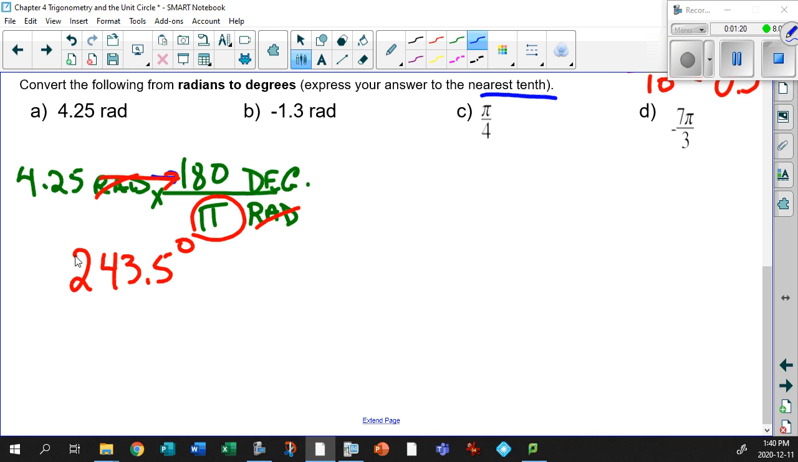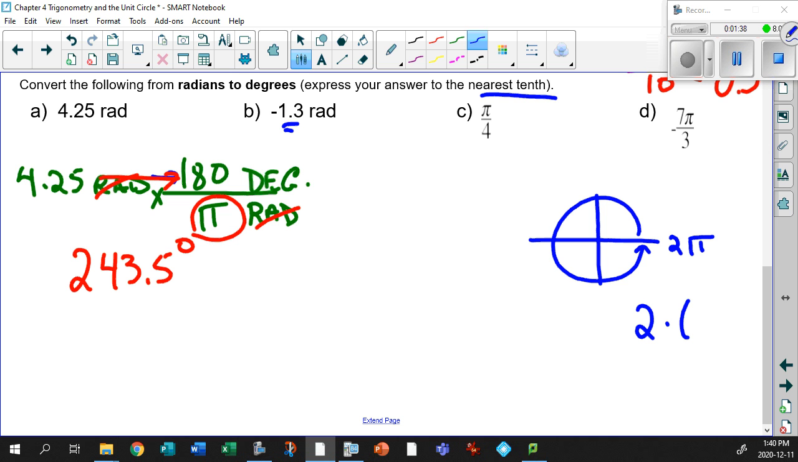Okay, well, how do we do the one that's negative then? Well, again, think about it. We're dealing with radians. So think about it. Radians means, okay, all the way around is 2 pi. Now, if you want to look at this in terms of a decimal, think about it. 2 times 3.14, if you think about it, is about 6.28, and it keeps on going, right?